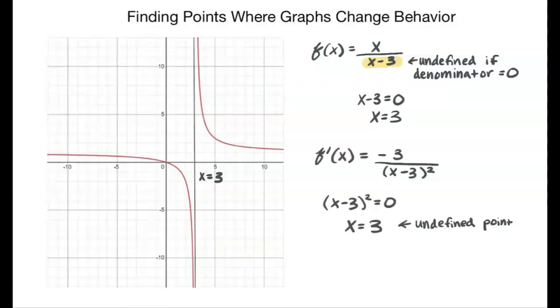Additionally, because the function is undefined at x equals 3, the first derivative will be undefined at that point. The first derivative of f of x equals x divided by x minus 3 is f prime of x equals negative 3 divided by x minus 3 squared. So we can see that the first derivative is also undefined at x equals 3. This is helpful because you do not have to take the derivative of the function to find the undefined points.